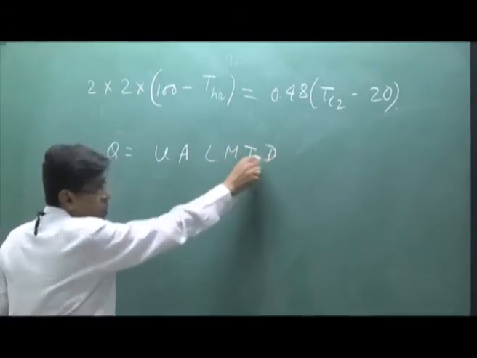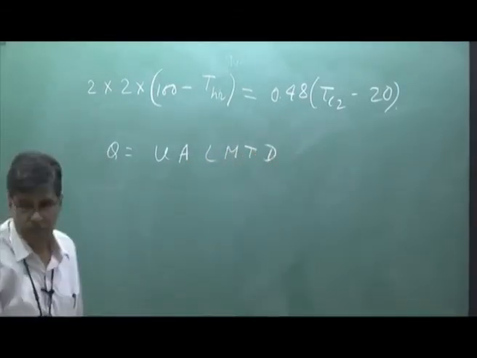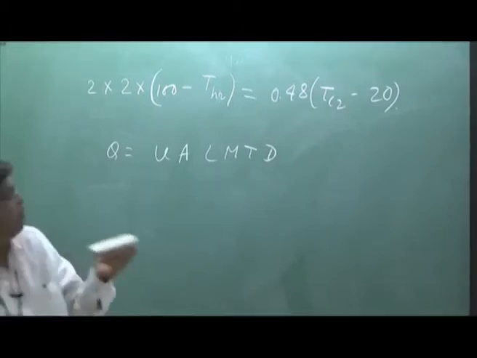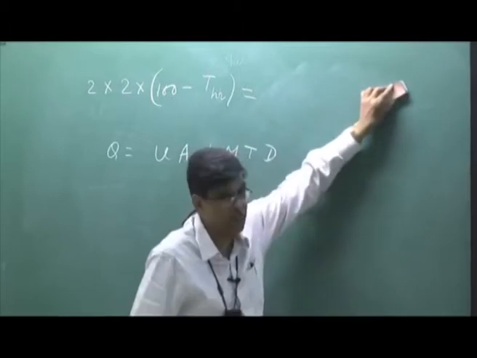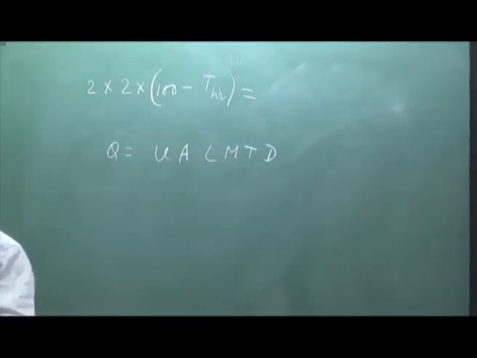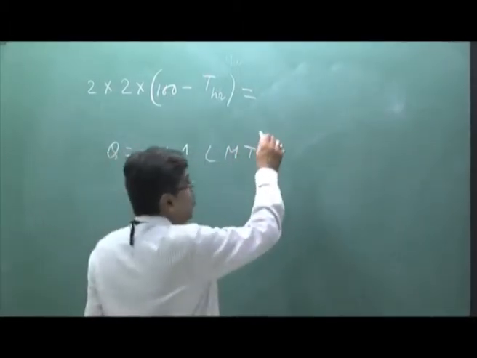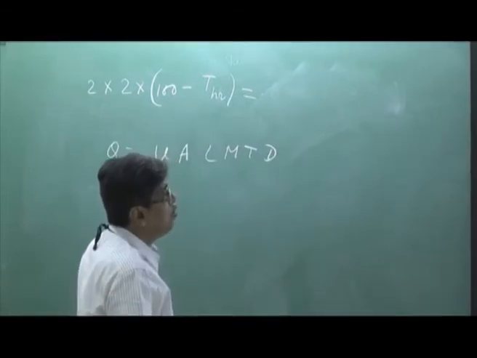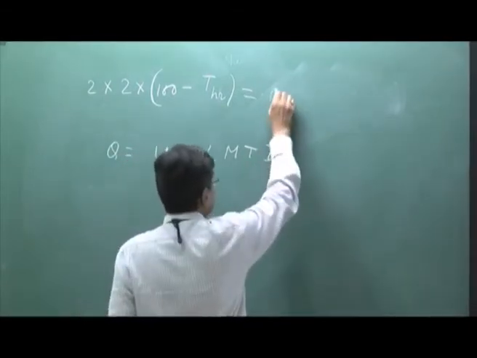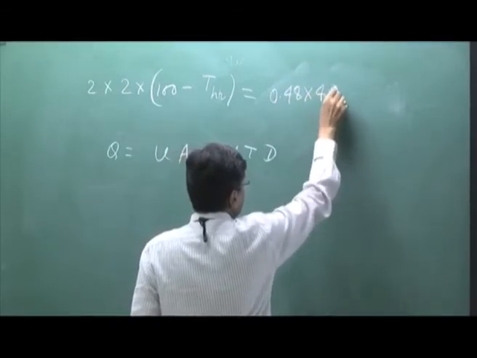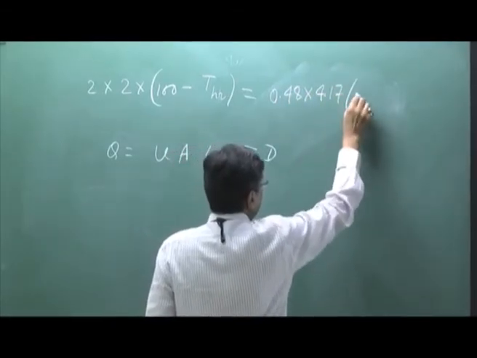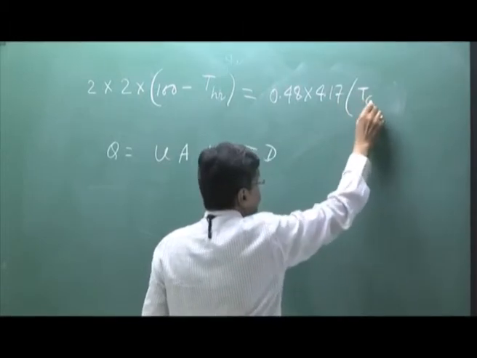Good. That is the mistake. I was discussing with these people. I could not rectify, though my teachers told me several times. What is this flow rate? Flow rate is 0.48 into 4.17, into TC2 minus 20.